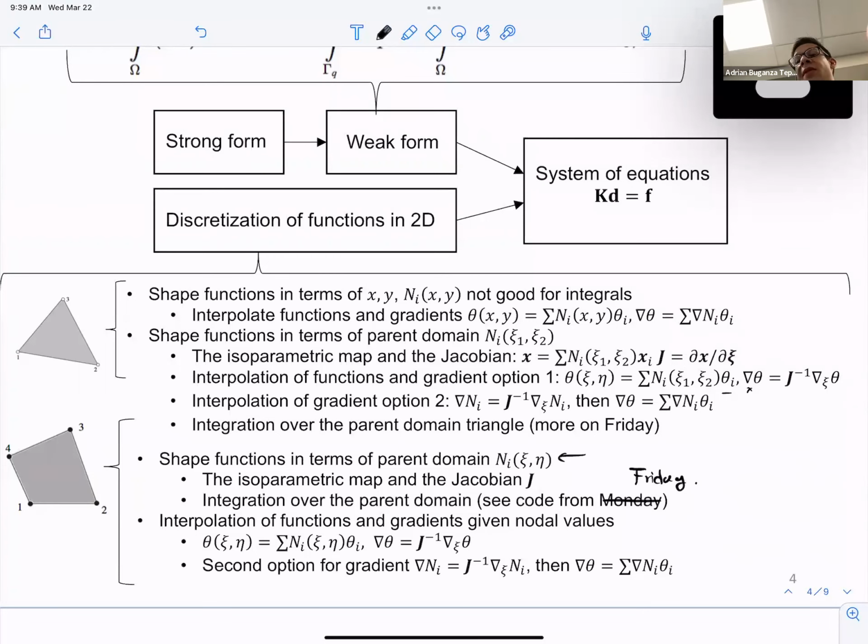And then similar to the triangles, if you want to interpolate functions, you sum shape functions times nodal values. If you want to get gradients, again, you can easily get gradients with respect to psi, but if you want gradients with respect to x, you need to multiply by the inverse of the Jacobian. So same ideas as for the triangles. Any questions up to this point?